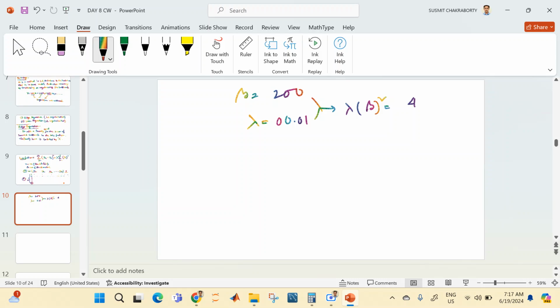On lambda, actually you have to decide. Suppose I am taking 0.0001, so 40,000 into 1 by 10,000. So this term is 4. So this is one of the important concepts to reduce high beta values.